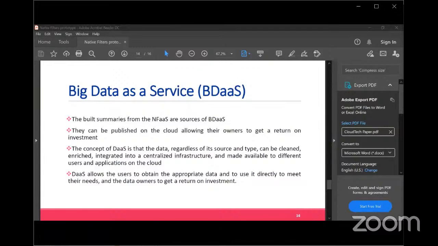The concept of data as a service is that the data, regardless of its source and type, can be cleaned and integrated into a centralized infrastructure and made available to different users and applications on the cloud. In this way, data as a service allows the user to obtain the appropriate data and to use it directly to meet their needs, and the data owners to get a return on investment.